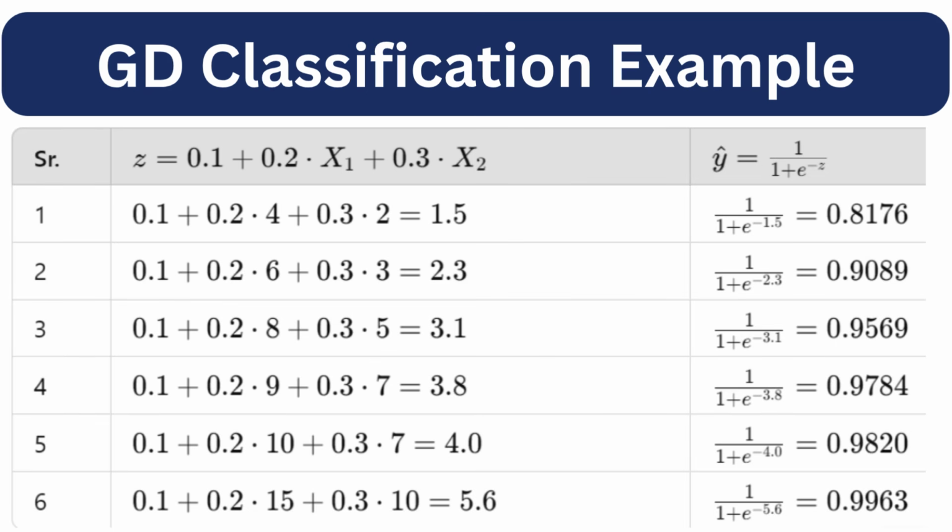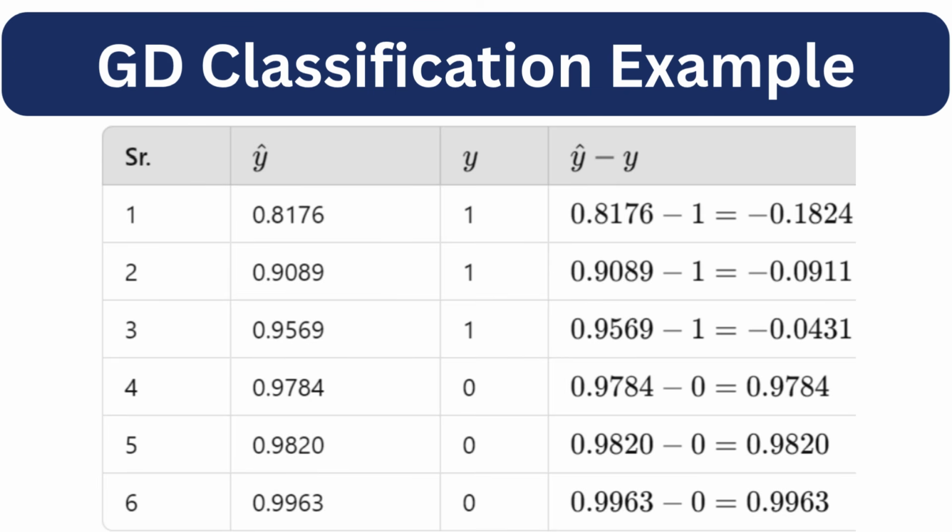Now the next thing is to compute y hat minus y. So now we will subtract 0.875 and 1. We get negative 0.182. We will do the same for all the remaining examples.